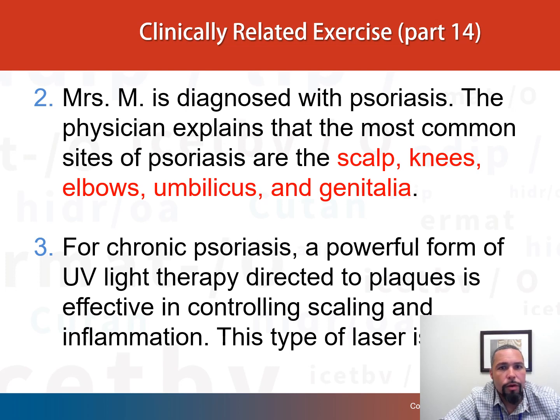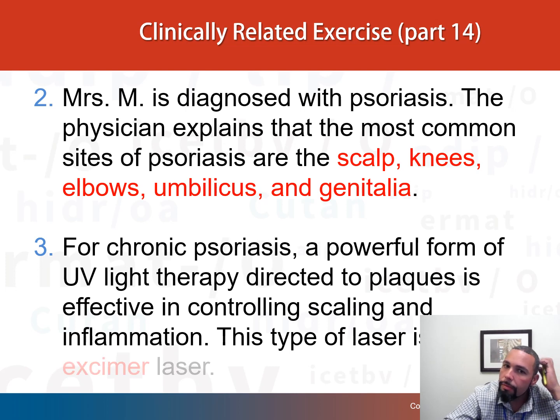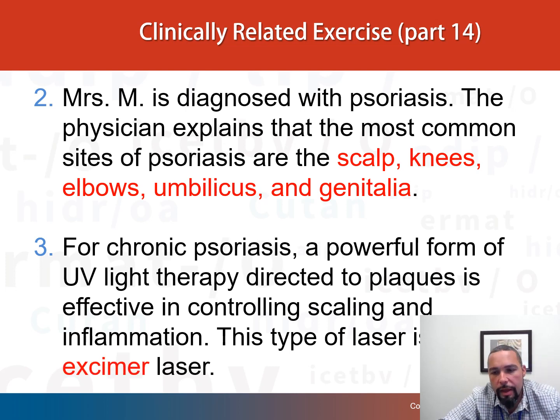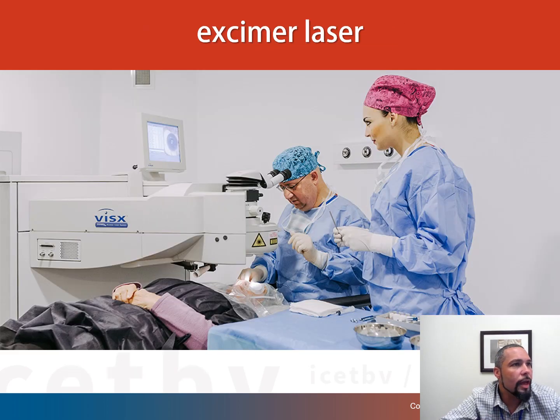For chronic psoriasis, a powerful form of UV light therapy directed to plaques is effective in controlling scaling and inflammation. This type of laser is called, now we have not talked about this laser, the excimer laser. In the next slide, I have a picture of what that laser looks like. Here we have this patient receiving treatment using that laser therapy.